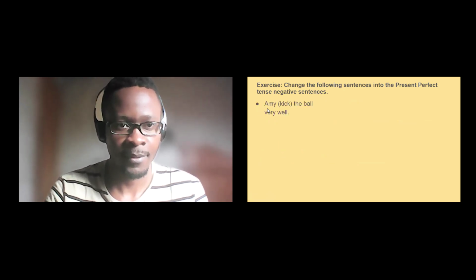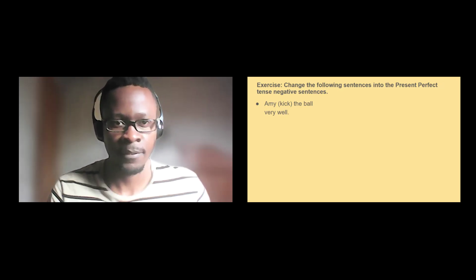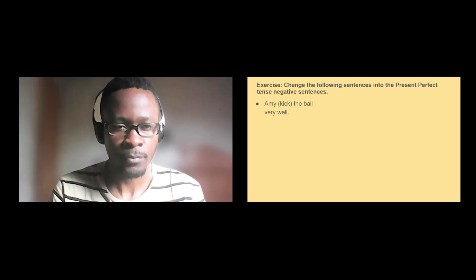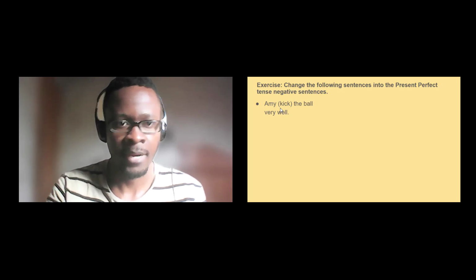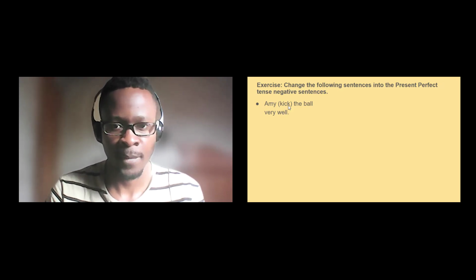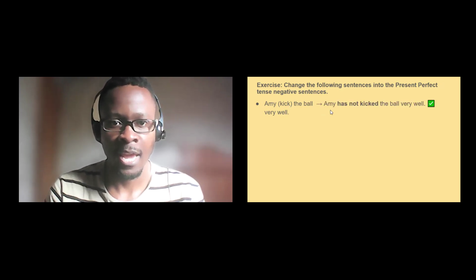So, first sentence, Emmy kicked the ball very well. Okay, we need to change this sentence into the present perfect tense negative sentence. What do we do? We look at the subject. The subject is Emmy, so Emmy is a she. And therefore it means we have to use has, okay? And then after has, we put not to make the sentence negative. And then after not, we use the third form of the verb. And therefore the correct present perfect tense negative sentence becomes: Emmy has not kicked the ball very well.